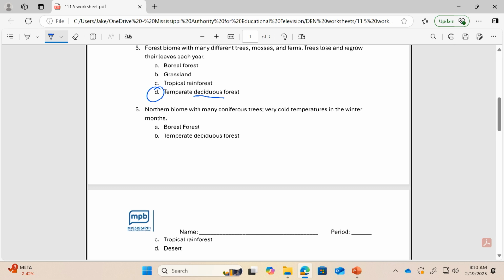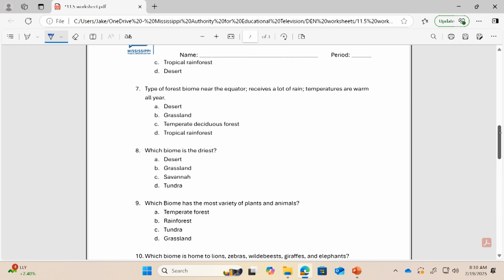6 says, the northern biome with many coniferous trees, very cold temperatures in the winter months. Okay, so what's this one called? This is not as far north as the tundra. It's not quite as cold as the tundra, and we're getting a little bit more rain here. This is the boreal forest. So the boreal forest is very similar to the tundra. Because it doesn't have that permafrost, though, we can grow trees. And so we have a lot of trees in this area. Okay, let's keep it going.